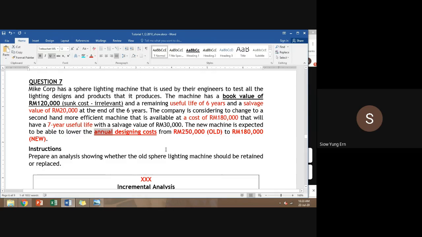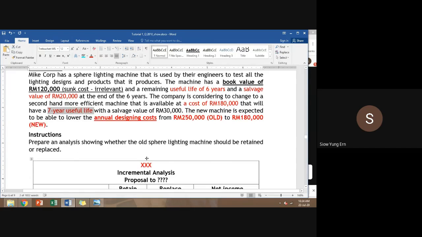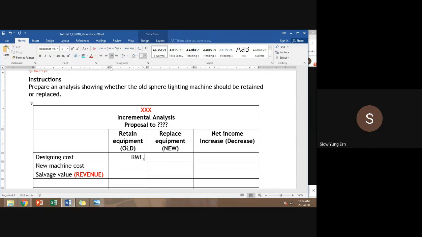7 years. 7 years is the new machine. I'm talking about the old one first. Old one. Correct. 1.5 million. Correct. Your designing cost is 1.5 million.